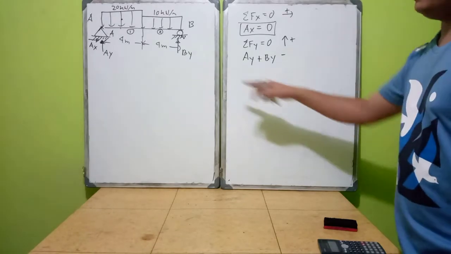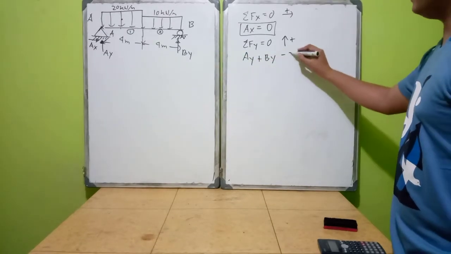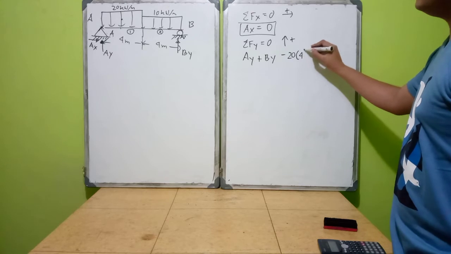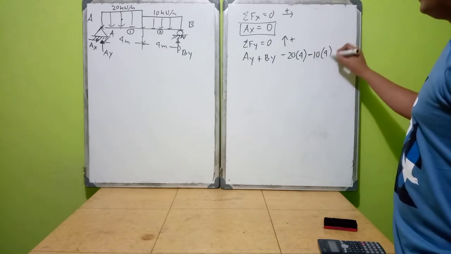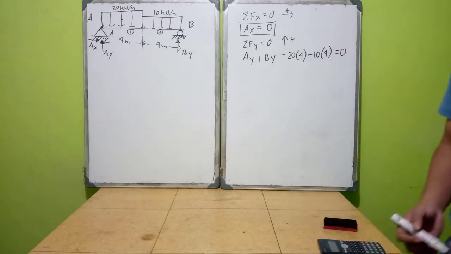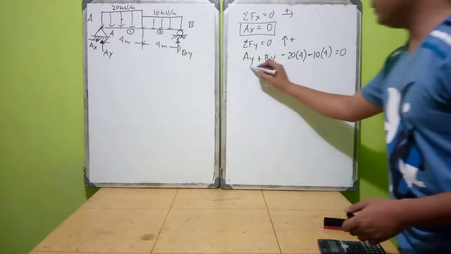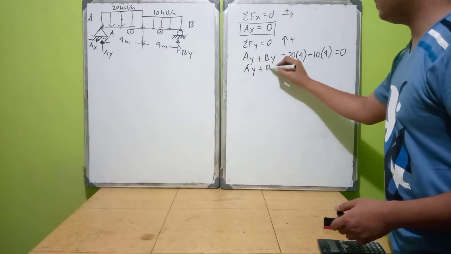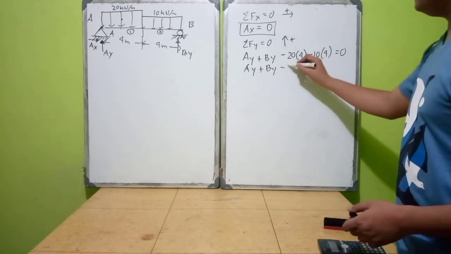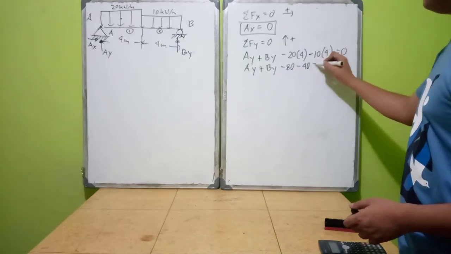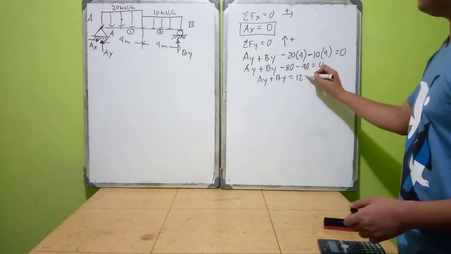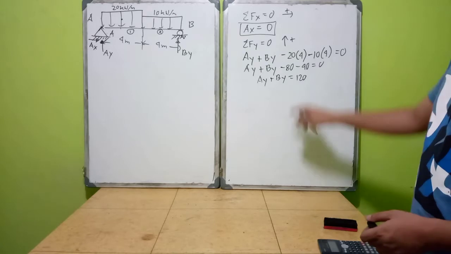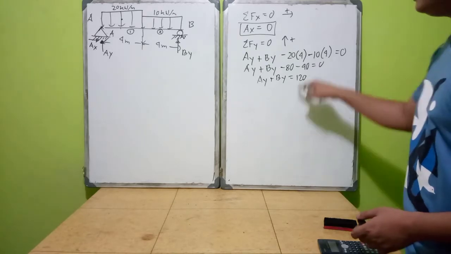So we have 4 meters, 20 kilonewton times 4, and then 10 kilonewton with a length of 4 meters, and then we equate it to 0. So we have AY plus BY minus 80 minus 40 is equal to 0. So AY plus BY is equal to 120. Leave it as it is.